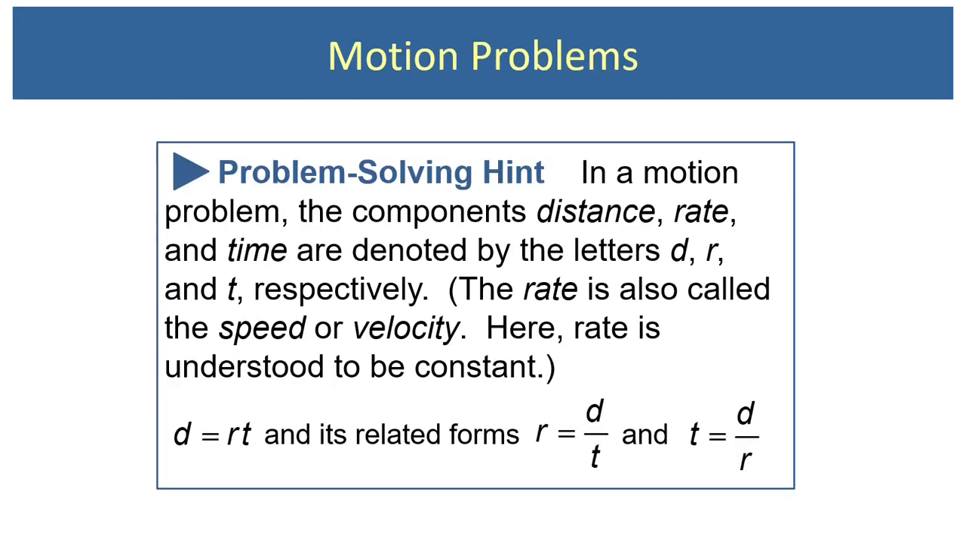In a motion problem, the components distance, rate, and time are denoted with the letters d, r, and t respectively. The rate is also called the speed or velocity. Here the rate is understood to be constant. Now the distance formula is d equals r times t, and we can also solve for r and rewrite our formula as the rate equals distance divided by time. Or I could solve for t and get the time is equal to the distance over the rate. So make sure you copy down these formulas. You'll need them for motion problems.